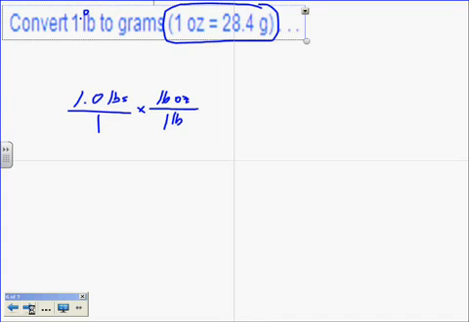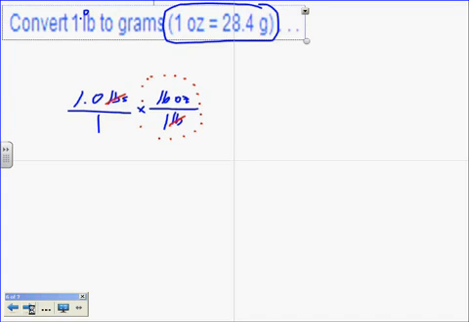And so what I've done here is I've set this up so my pounds cancel my pounds. And I check this fraction here, and that is equal to unity. 16 ounces and 1 pound is the same idea. So I'm ready to go. I can continue on. I've multiplied that first fraction by a fraction equal to unity, and now I'm in ounces.